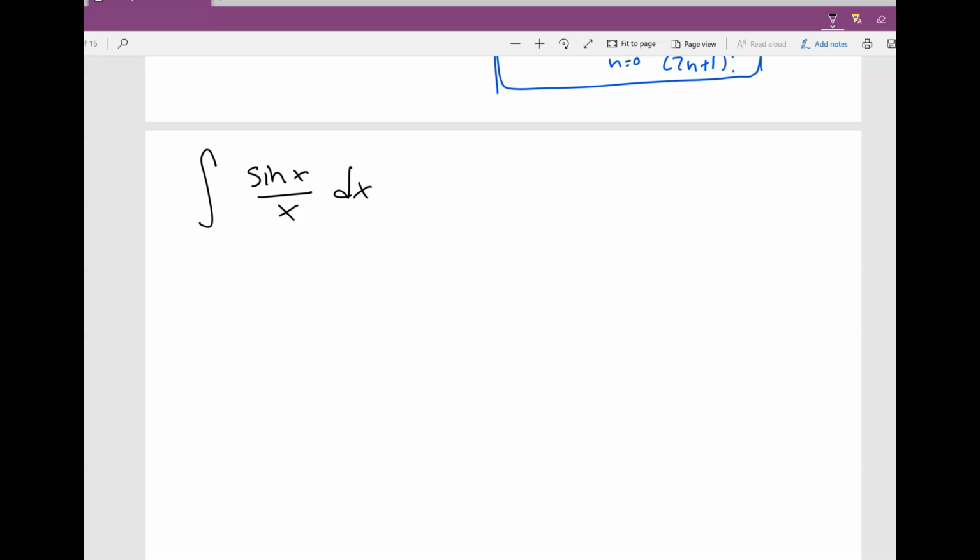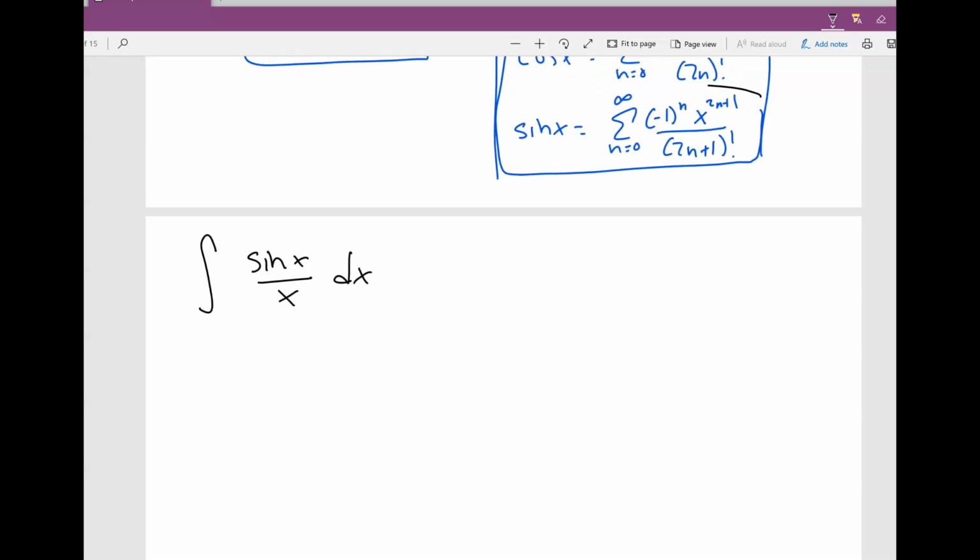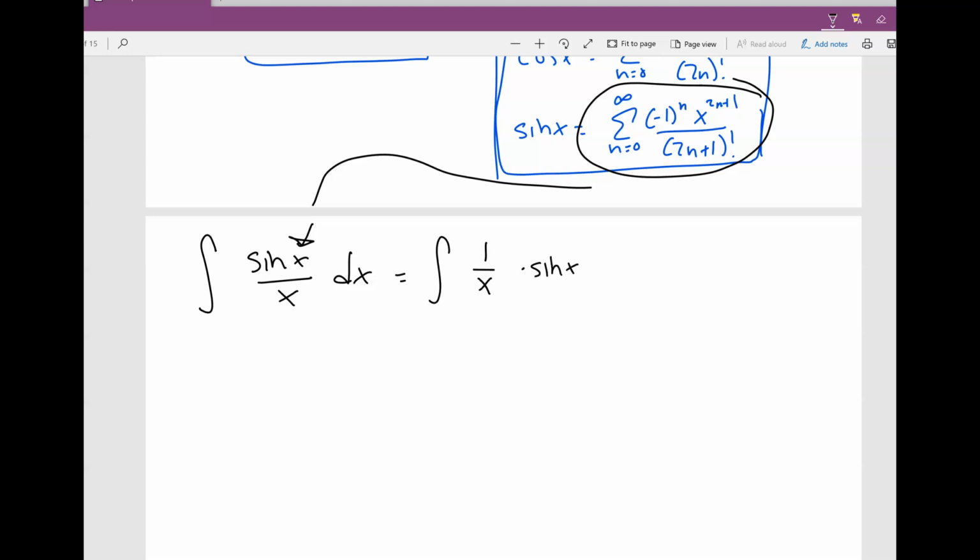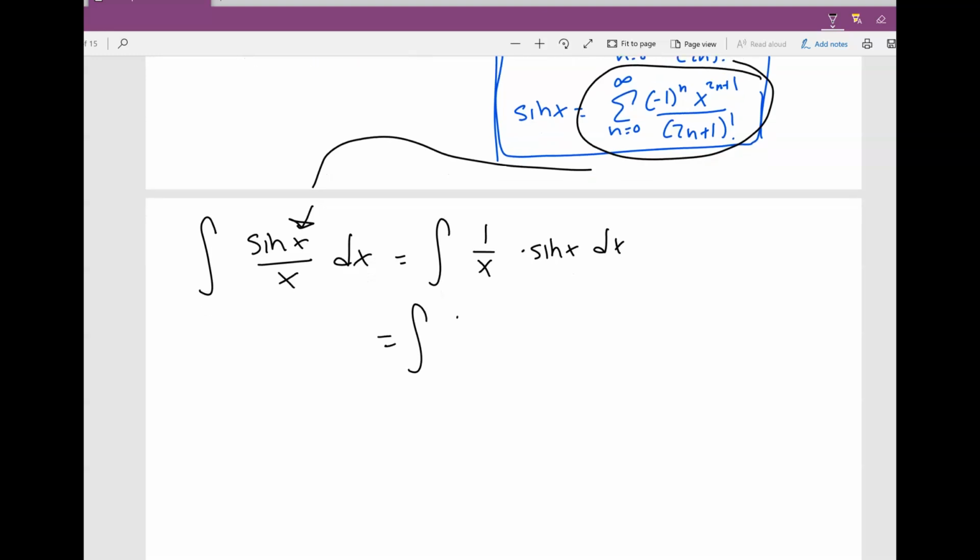Well, one thing that you can do is that, if I know what the series expansion of sine is, I can just literally plug it in here and try to figure it out. So the way that I'm going to do this is, I'm going to write the 1 over x times sine of x dx. I'm going to take the sine of x and plug in the series. 1 over x, then the summation from n goes from 0 to infinity. I'm going to plug that thing in. Negative 1 to the n, x to the 2n plus 1 over 2n plus 1 factorial dx.